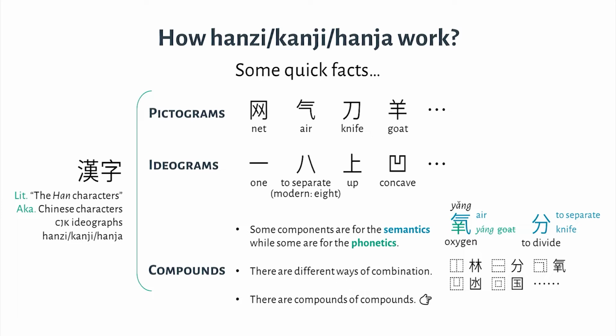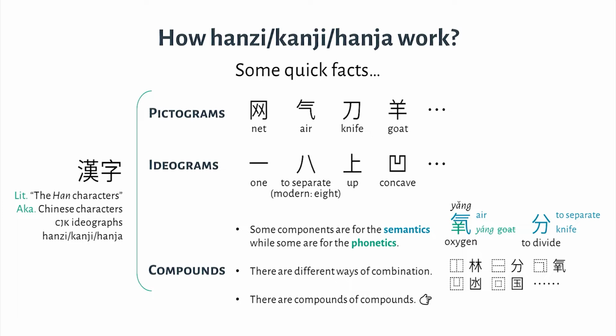So how do Chinese characters work? Some Chinese characters are pictograms, like the character for net, which still looks like a net. The character for air comes from a doodle for the air. The character for knife used to look like a knife. And the character for goat was in the shape of a goat's head, etc. Other than the pictograms, some characters are ideograms that express more abstract meanings, like the characters for one, to separate, up, concave, and so on.